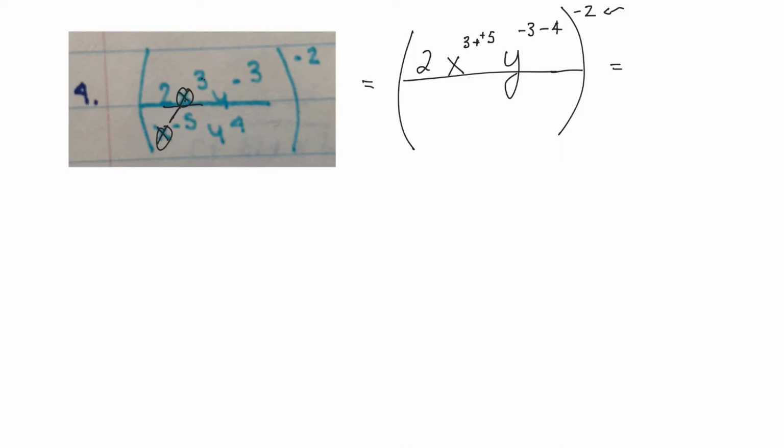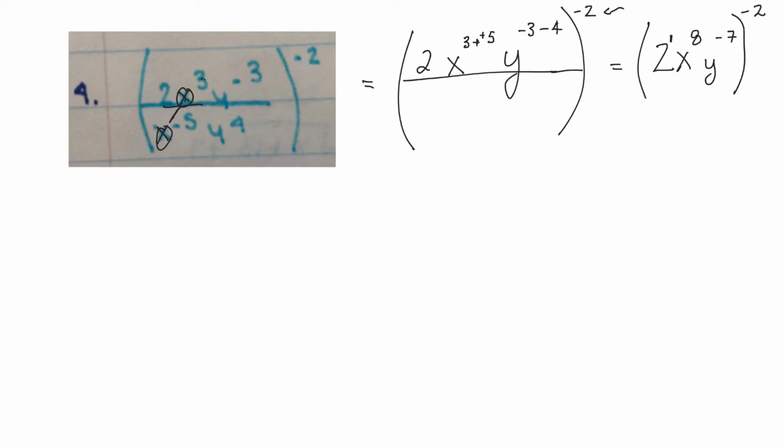Okay, let's keep going. So that would really be 2x to the 8th, and y, minus 3 minus 4 is a -7, okay, to the -2. So now I can apply that -2. So the exponent on the 2 is a 1. You usually don't write it, but it's there.